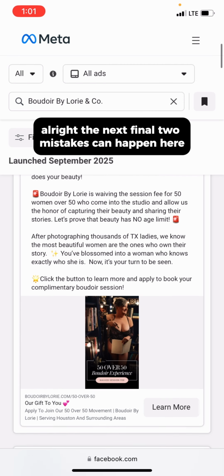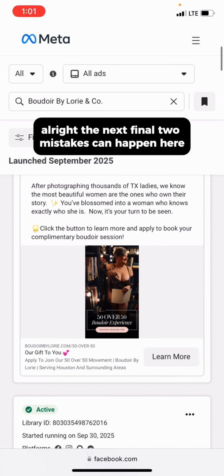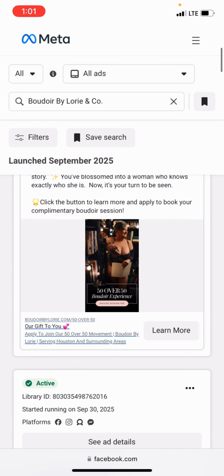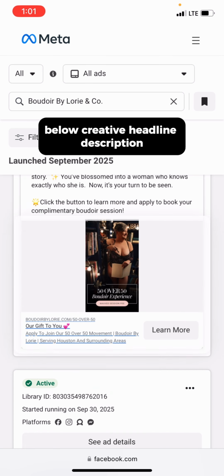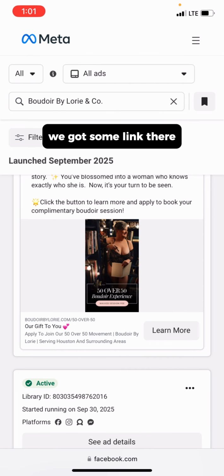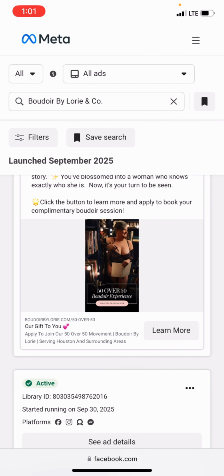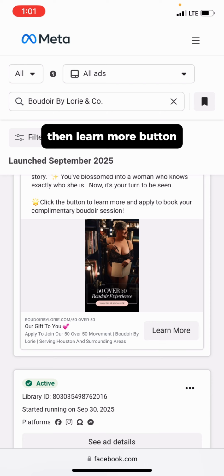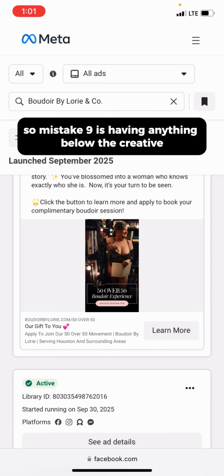All right, the next final two mistakes can happen here below the creative. We've got the below-creative headline, description, and a link there. Well, the link's always there. Then the learn more button. So mistake 9 is having anything below the creative.